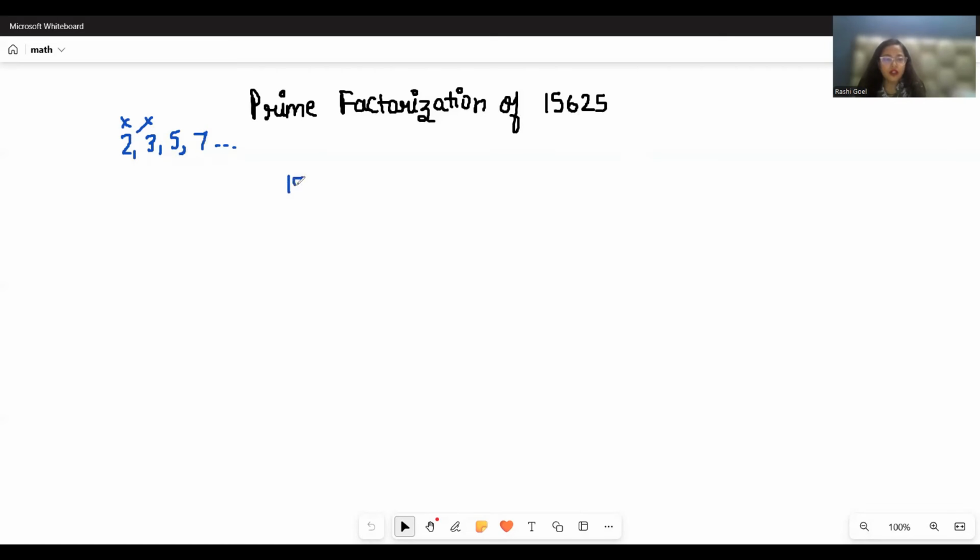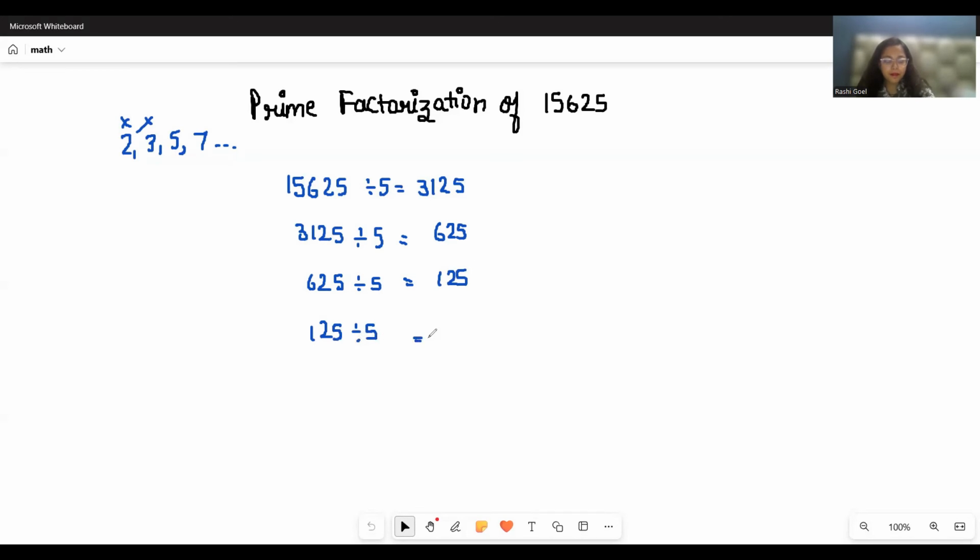So 15,625 divided by 5 gives 3,125. It also ends with 5, so divided by 5 gives 625. Continue dividing by 5 again, now, and the next.